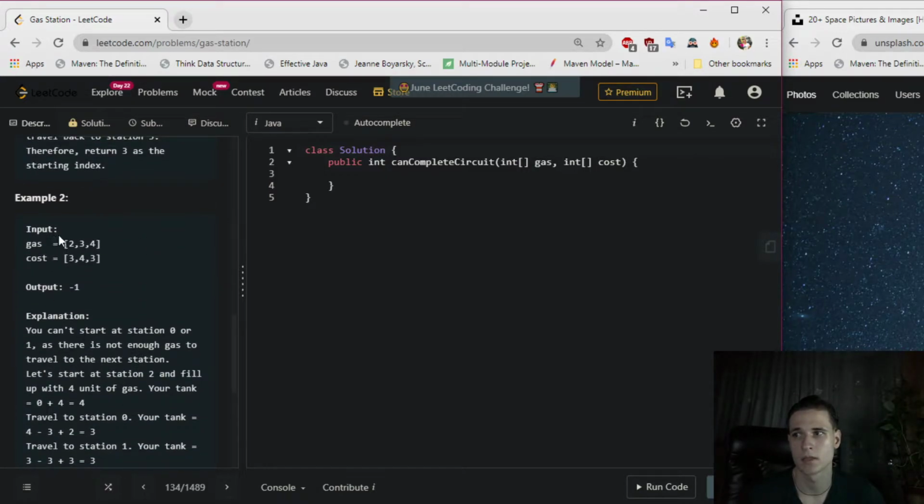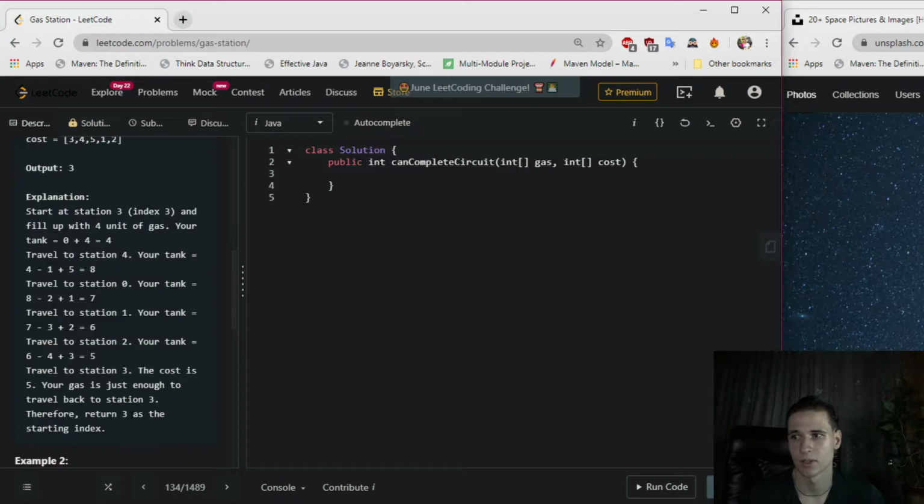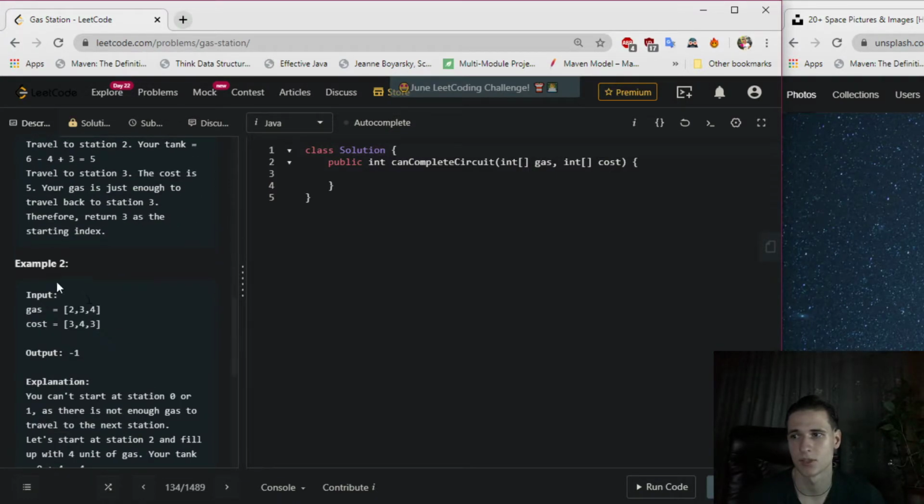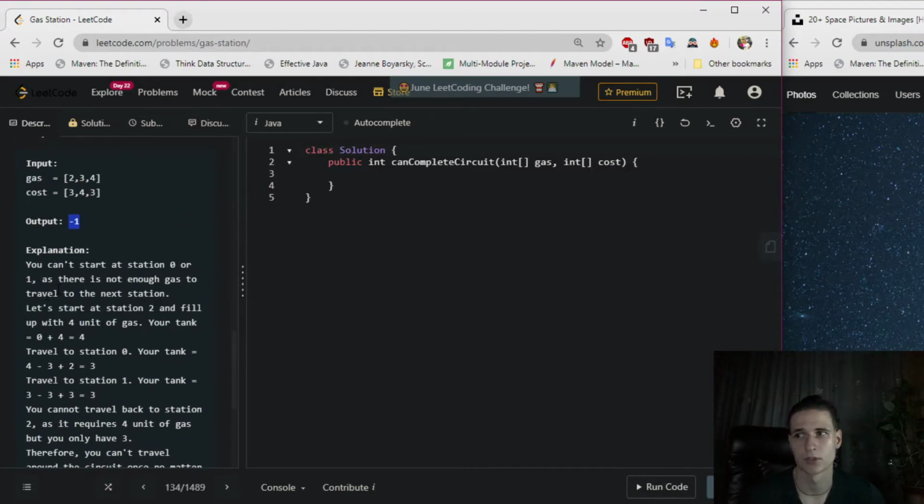Here, we can see that there is gas and cost as well, and output equals -1. Here we just return -1. Explanation. You can start at station 0 or 1 as there is not enough gas to travel to the next station, like 2 minus 3 equals -1, which is negative, or 3 minus 4 equals -1 as well. It is negative, so we just cannot make it.